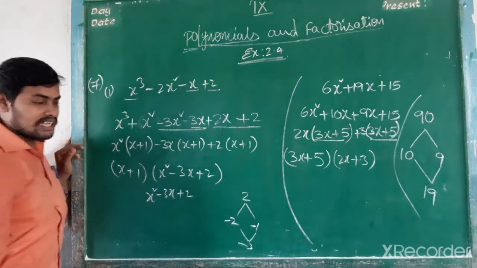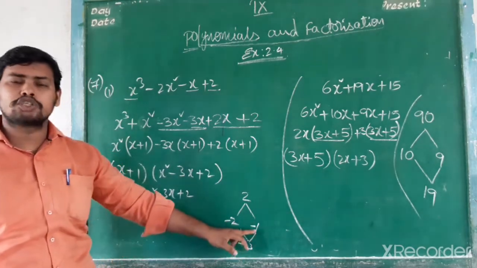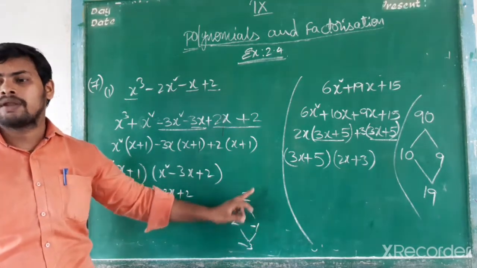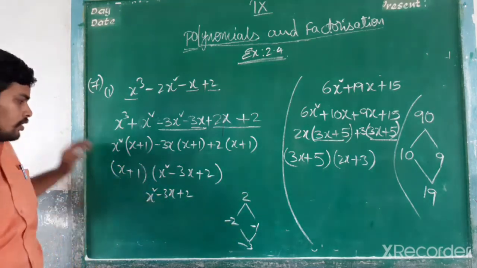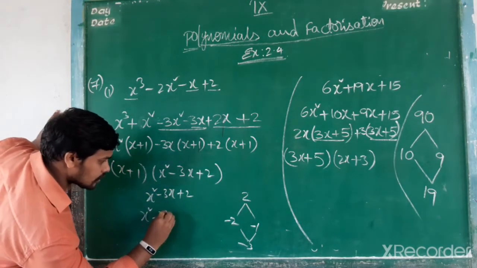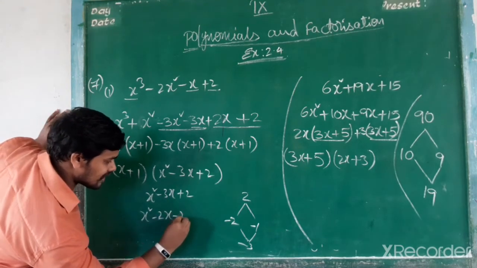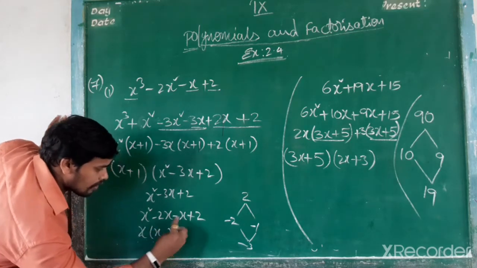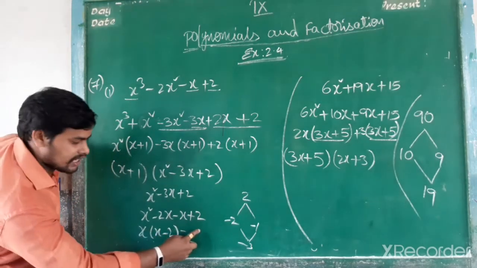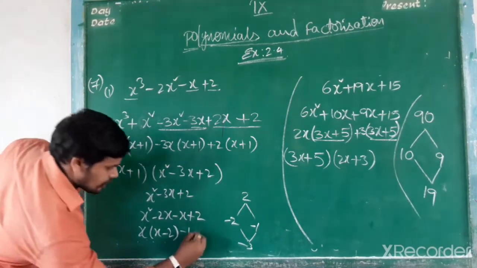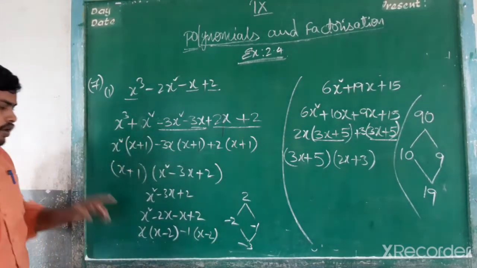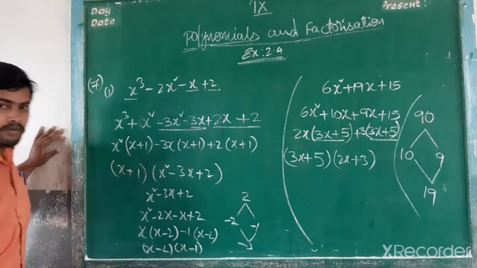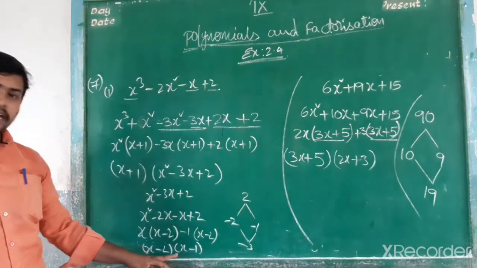So put minus symbols here. Minus 2 minus 1, minus 3. Minus 2 into minus 1, minus minus plus, 2 into 1, 2. Okay. X square minus 2x minus x plus 2. What is the common factor here? X. So x minus 2. And what is the common factor here? There is no common factor here. So write down 1 as the common factor here. Minus 2. So now x minus 2 into x minus 1.